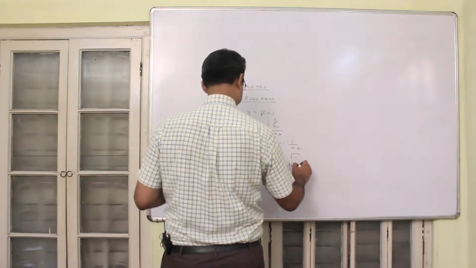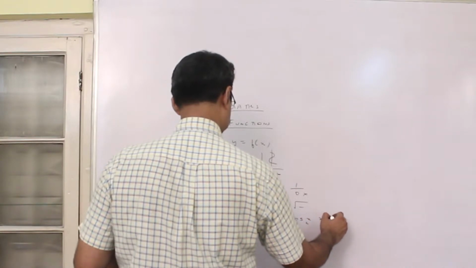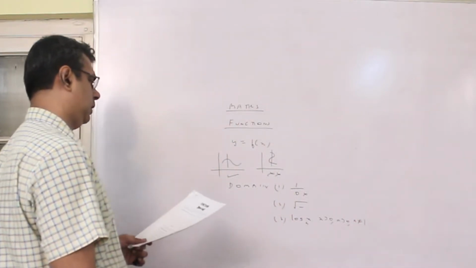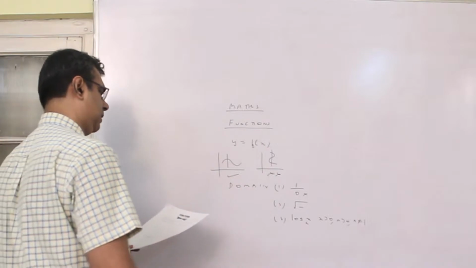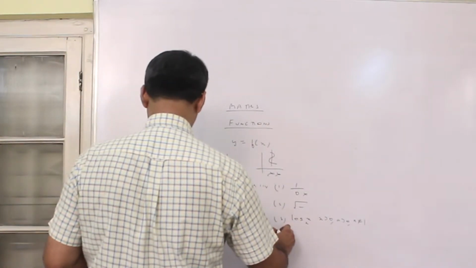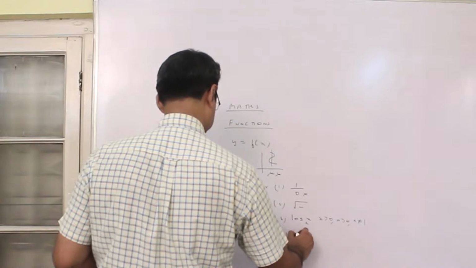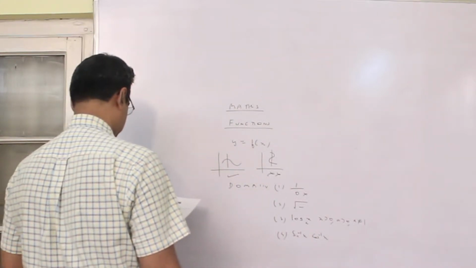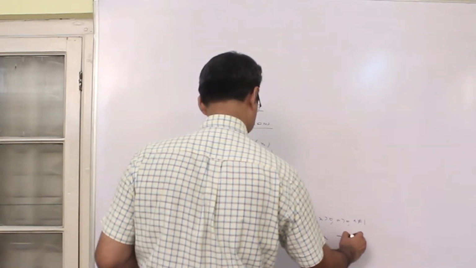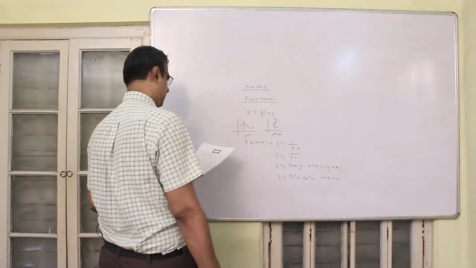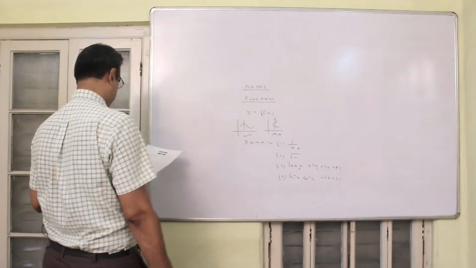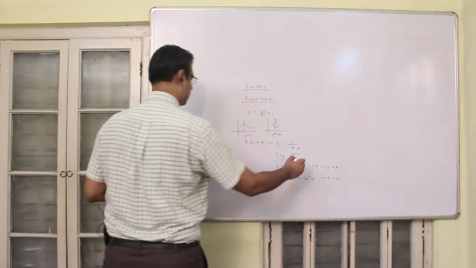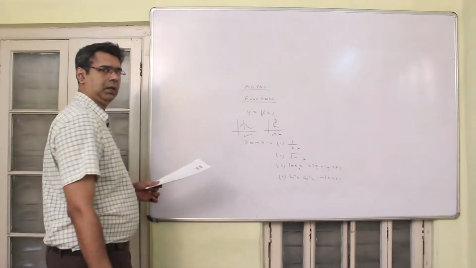Third is that if you have a function log x to the base a, then x and a both have to be positive and a should not be 1. In case of sin inverse x and cos inverse x, it is essential that x lies between -1 and +1. So these are 4 very, very important rules to determine the domain of a function.